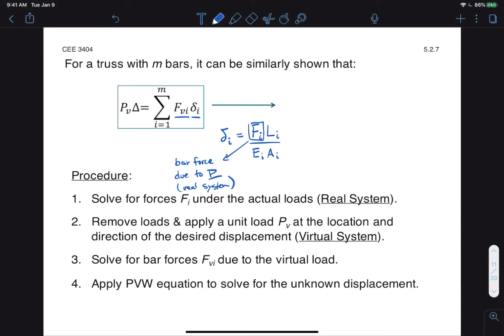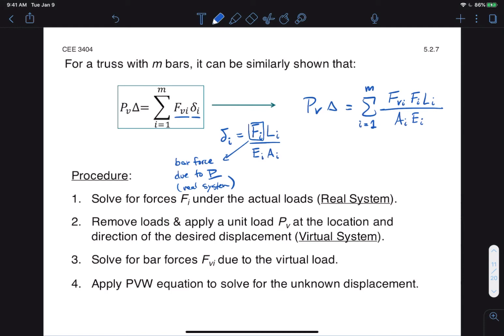So that means our final equation is PV times big delta equal to the sum of i equal to 1 to M of the virtual bar forces times the real bar forces times the length of each of the bars over E and A.